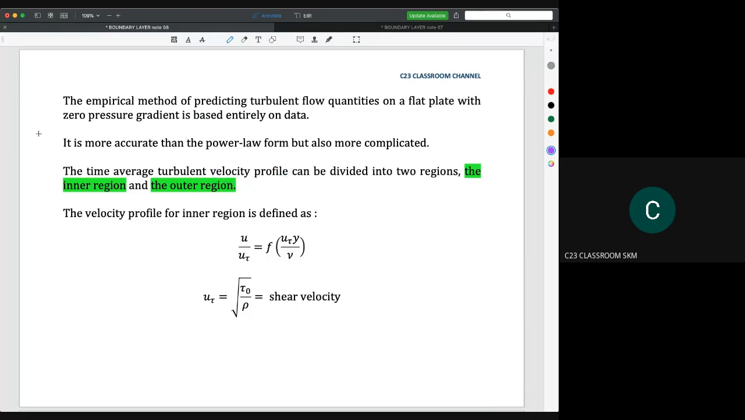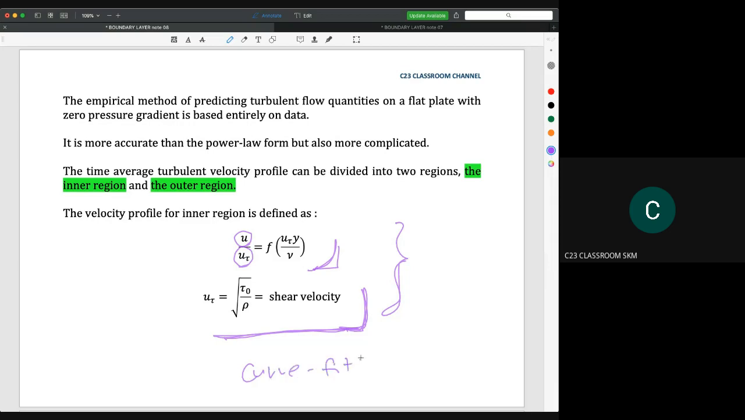And then the velocity profile of the inner region is defined as this one, U over U tau. So U here means the velocity of each molecule in the velocity profile, and U tau here means the velocity at the wall. Then we could determine it as this one, and another equation comes out. So U tau is equal to the square root of tau naught over rho, and we also call this the shear velocity. All of these equations actually come from the idea of curve fitting.